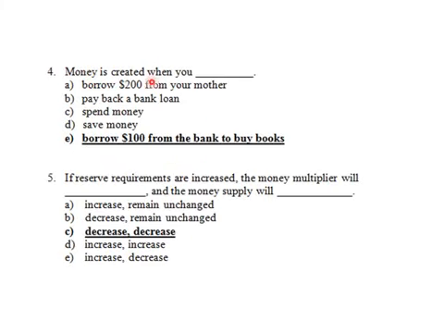Now question 4, money is created when you do what? The answer is when you borrow money from the bank for whatever reason. The assumption is that when you borrow money from the bank, you open up a new account, and based on the account, the bank can lend out some more. So this option is the only one that creates new money.